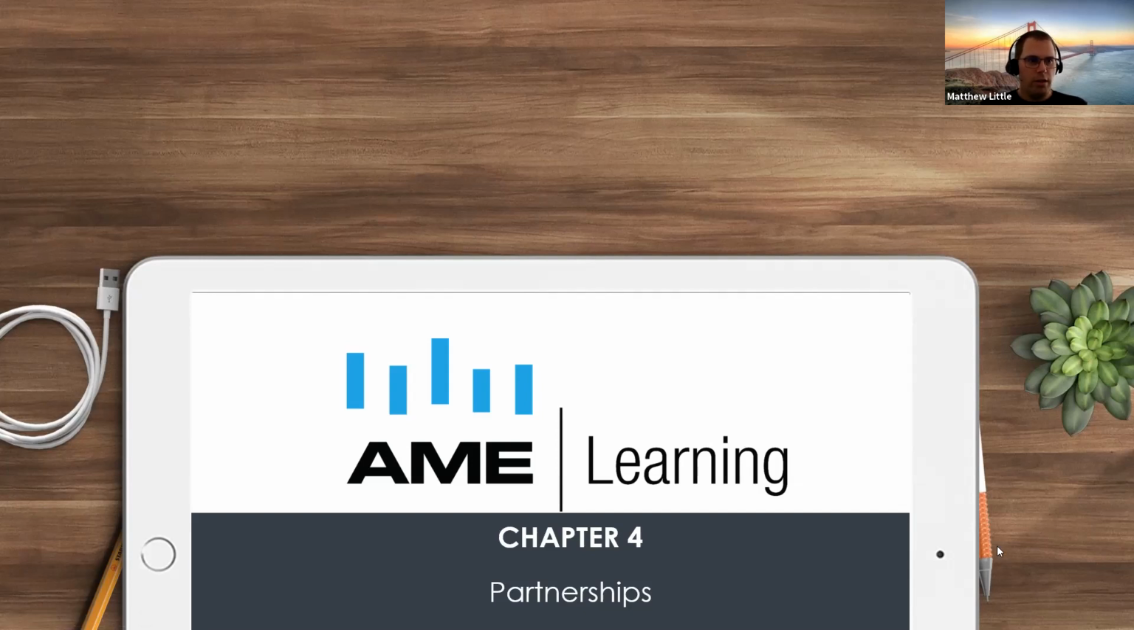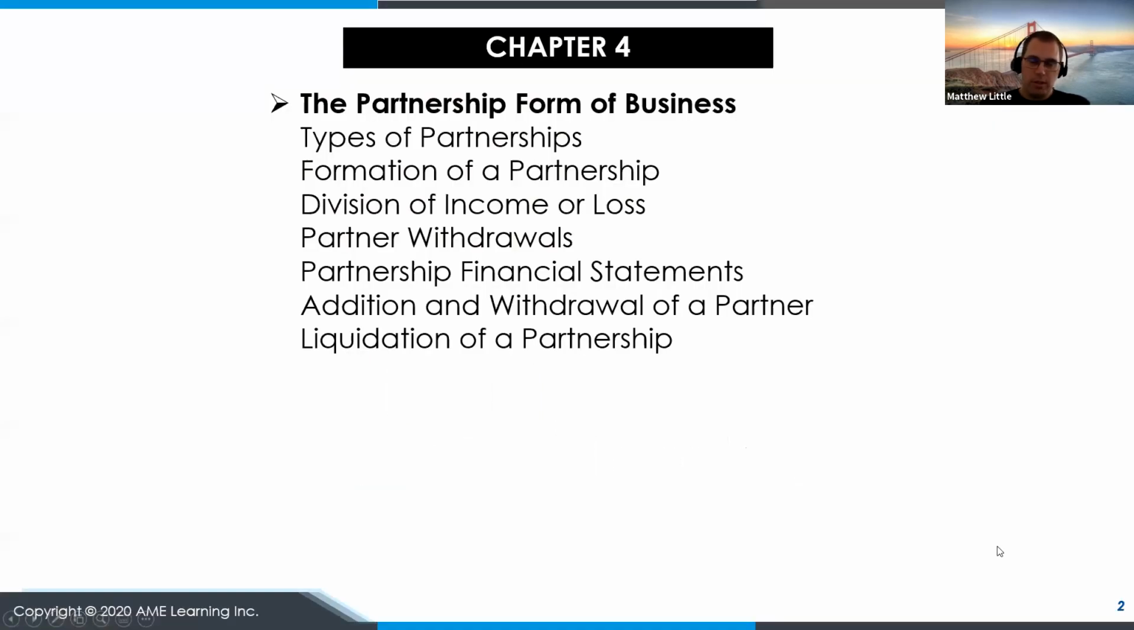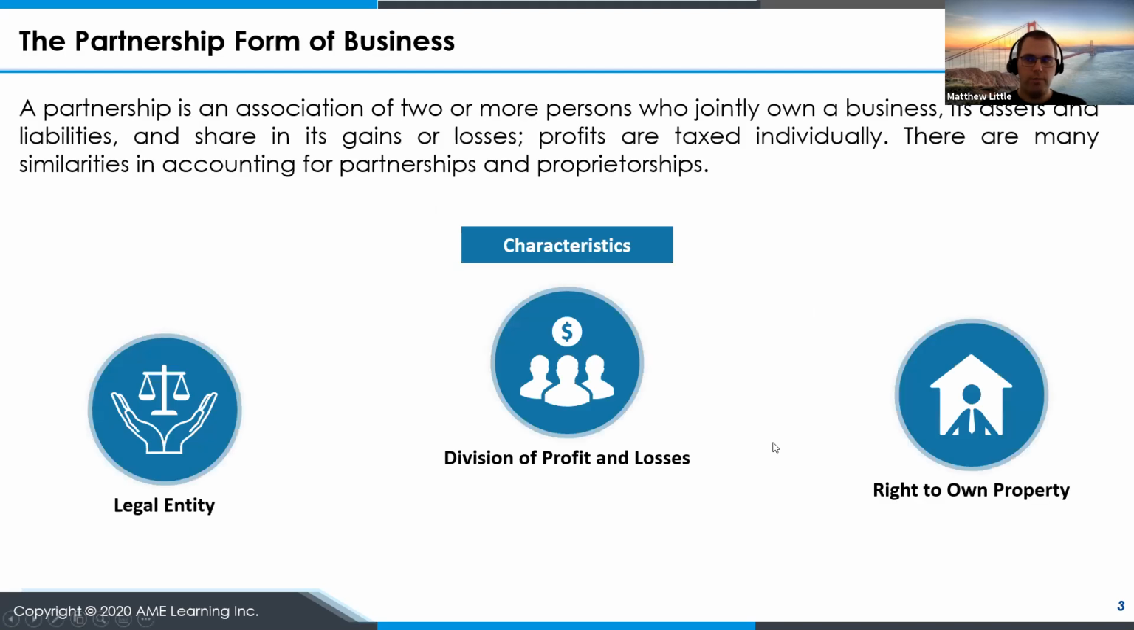So in here, we will look at the different types of partnerships, how to form them, how to divide income or losses. And then we'll talk about some withdrawals, the little differences on financial statements, as well as how new partners come or other partners go, and what to do when you need to liquidate the organization.